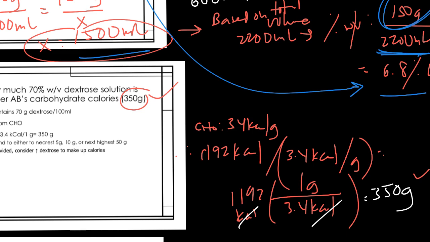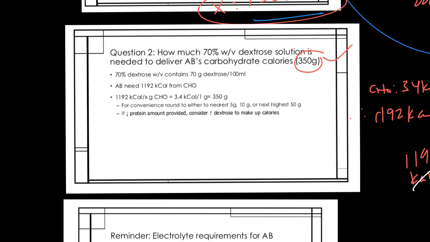Let's see. So now how much volume is needed? So you know that it's 70% weight by volume, so 70 grams per 100 milliliters. And you know she needed 350 grams. Match the units. Grams go with grams. Solve for X. 500. X equals 500.